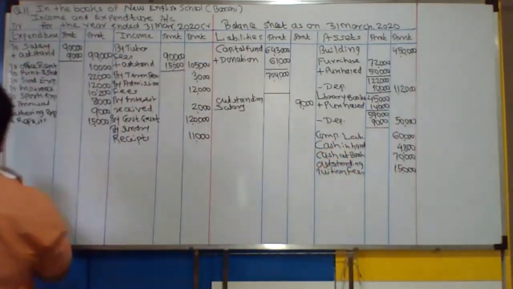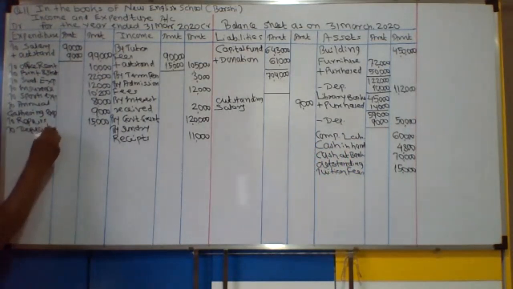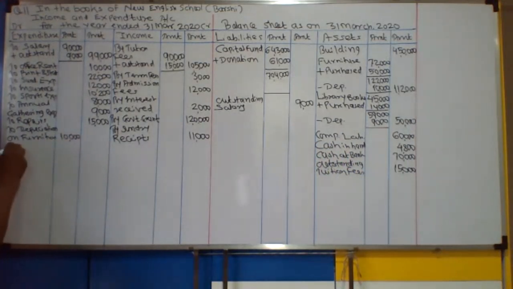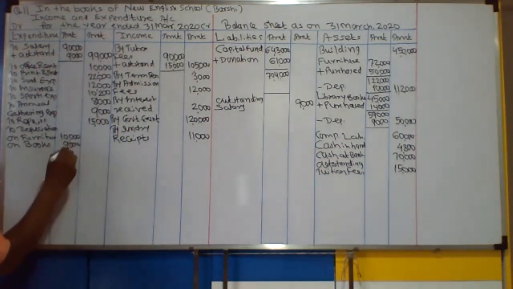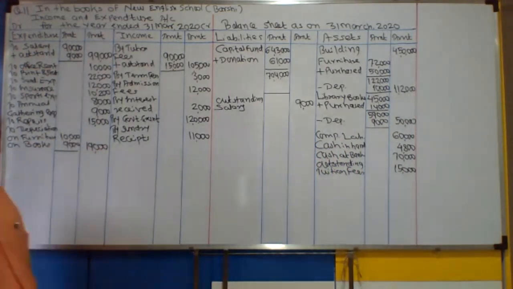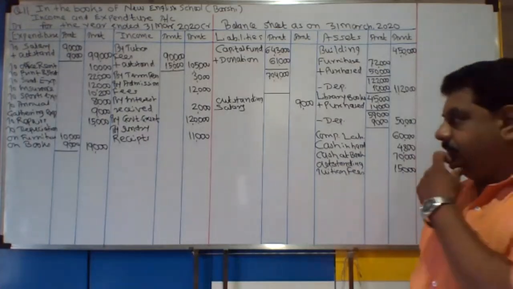Less from assets and to be recorded to expenditure side. Depreciation on furniture 10,000. On books 9,000. Outer column it is 19,000. Okay. Question is finished.